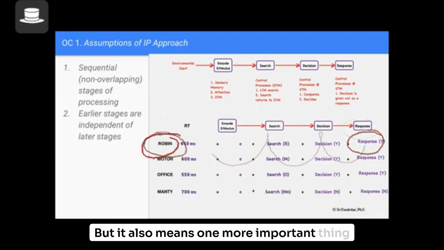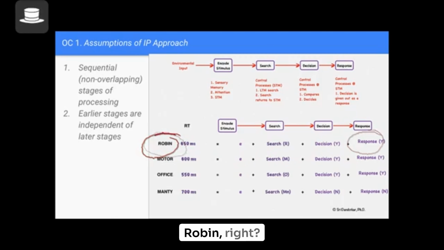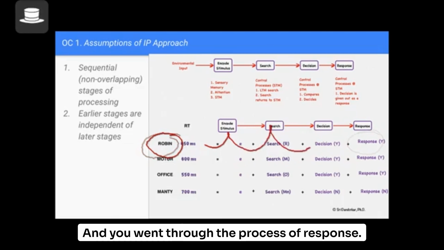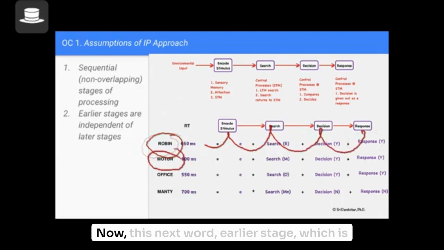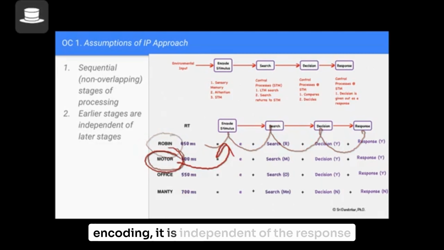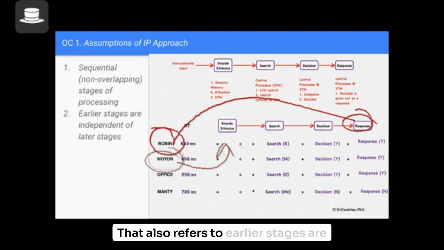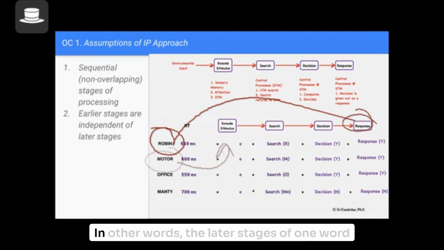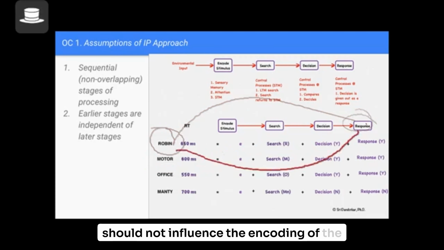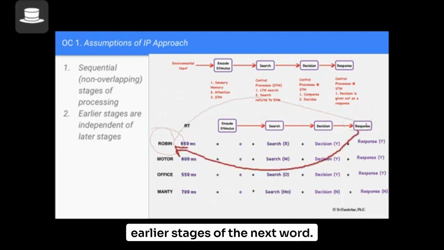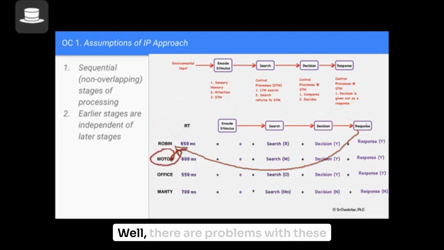But it also means one more important thing here. Let's say you have encoded Robin, right? And you went through the process of response, then you're going to a next word. Now, this next word's earlier stage, which is encoding, is independent of the response you have given to the previous word. That also refers to earlier stages being independent of later stages. In other words, the later stages of one word should not influence the encoding, or the earlier stages, of the next word. I hope it makes sense. Well, there are problems with these assumptions, and that's what we'll talk about in the next video.